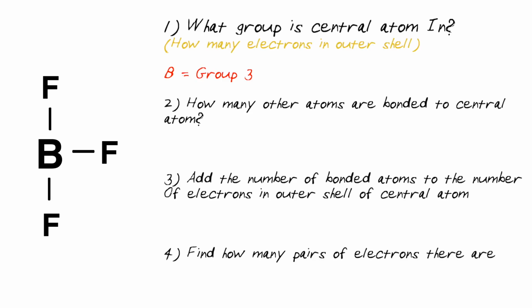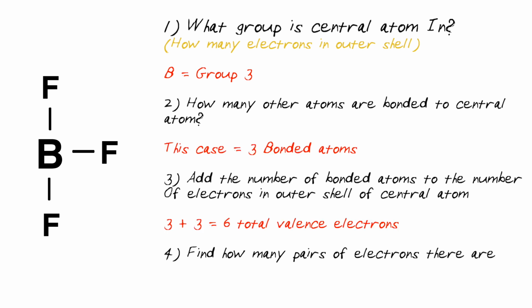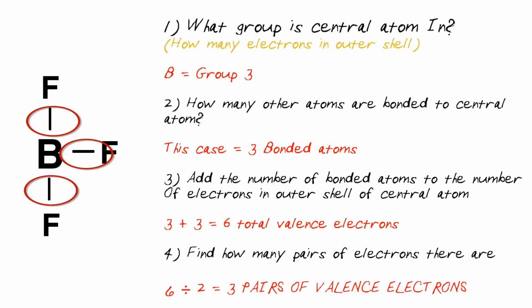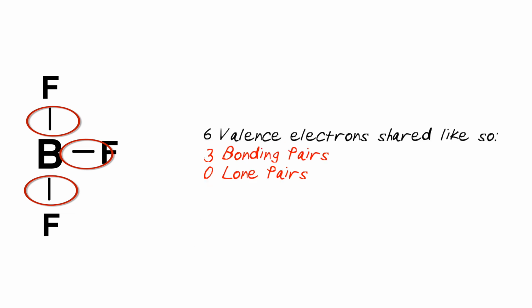Count how many atoms are bonded to it. 3 in this case. Add the 3 electrons from boron to the 3 electrons from the bonding atoms. You get 6. Divide by 2 to find 3 electron pairs. As you can see by the fact there's 3 fluorines bonded, there's 3 bonding pairs and no lone pairs.